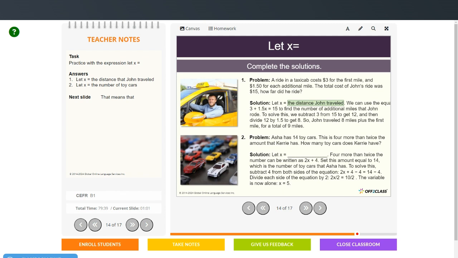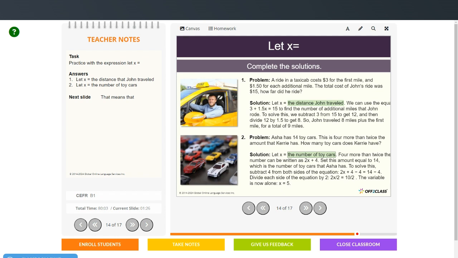Asha has 14 toy cars. This is 4 more than twice the amount that Carrie has. How many toy cars does Carrie have? So let x equal the number of toy cars. 4 more than twice the number can be written as 2x plus 4.